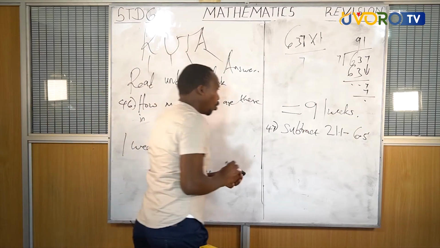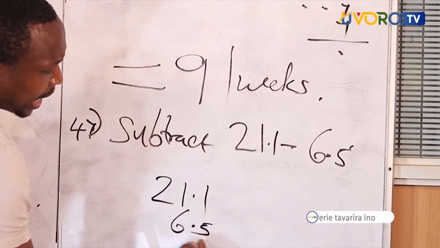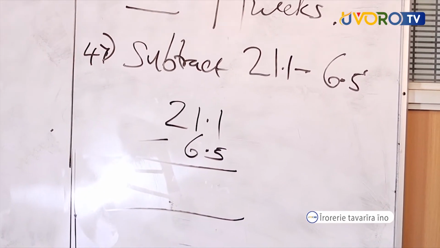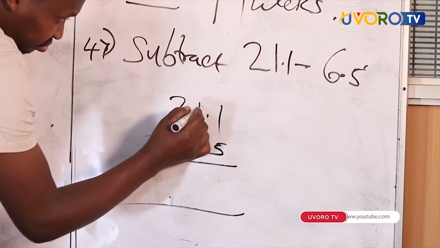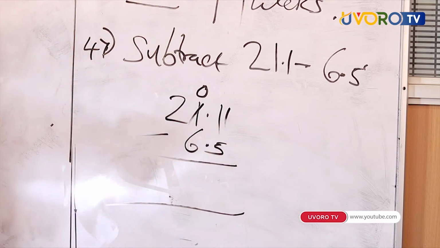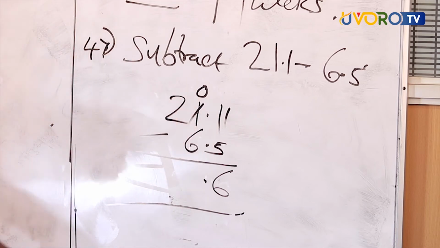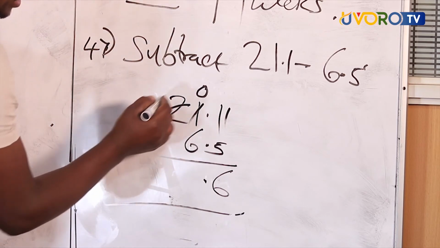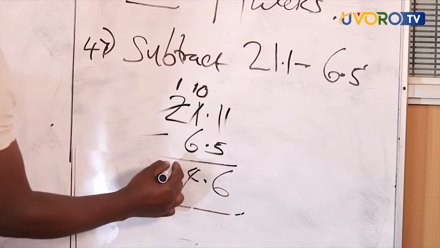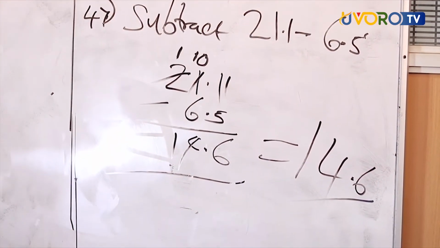Now, 21.1 minus 6.5. 1, can it subtract 5? No. Borrow 1 from 1. So it remains 0. It becomes 11. 11 minus 5, 6. Point. 0, can it subtract 6? No. Borrow 1, it becomes 10. 10 minus 6, 4. Drop 1. The answer is 14.6.